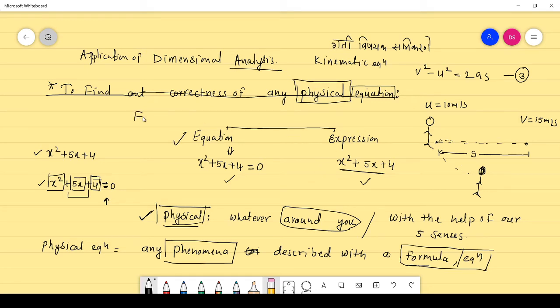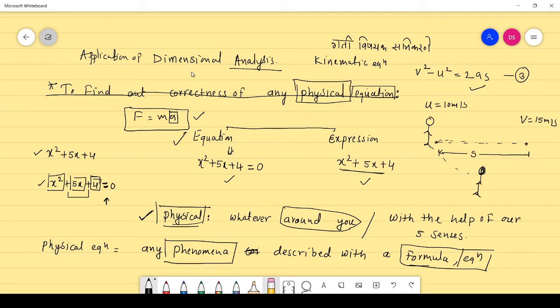Not only these equations are considered as physical equations. There is an equation like force is equal to mass into acceleration. What it tells you: if you apply a force, the object will accelerate, the object changes its velocity. Then this formula is also considered a physical equation, because it tells you what happens when you apply a force on any physical body.